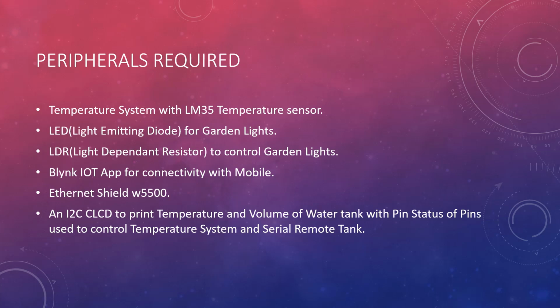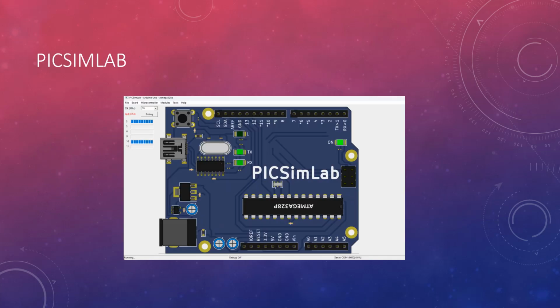Then this is the Pixim lab we have talked about. So it looks like this, a Pixim lab which contains an Arduino with an Atmega 328P microcontroller. As you have seen, it contains file, board, microcontroller, modules, tools, and help as options. By clicking on modules and going into the spare parts, you can do the configuration for that Pixim lab.